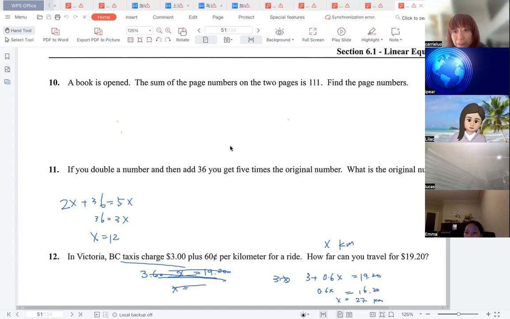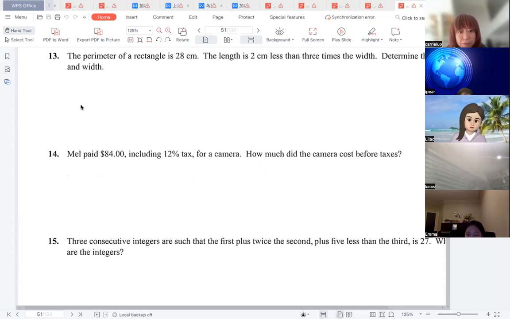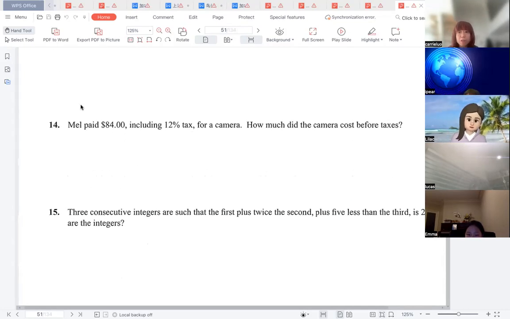Good job. Okay, you get it right. Understand, Emma? Okay, so let's take a look at number 14 and number 15. We're gonna hammer this one.